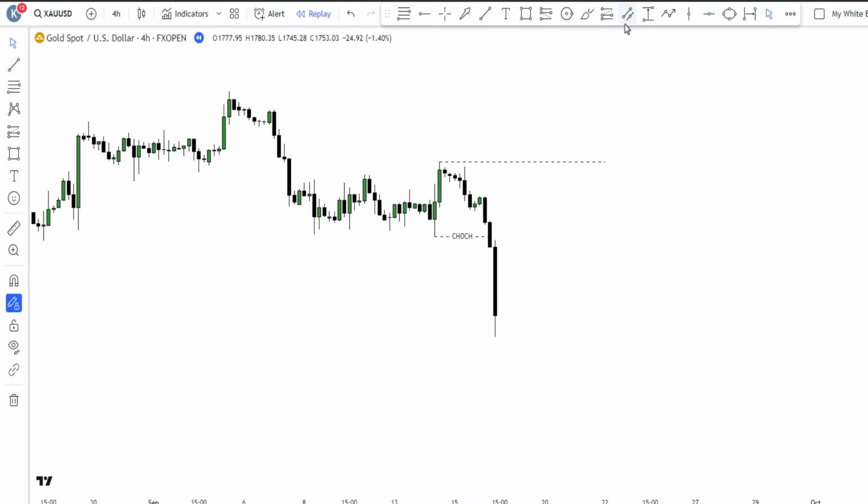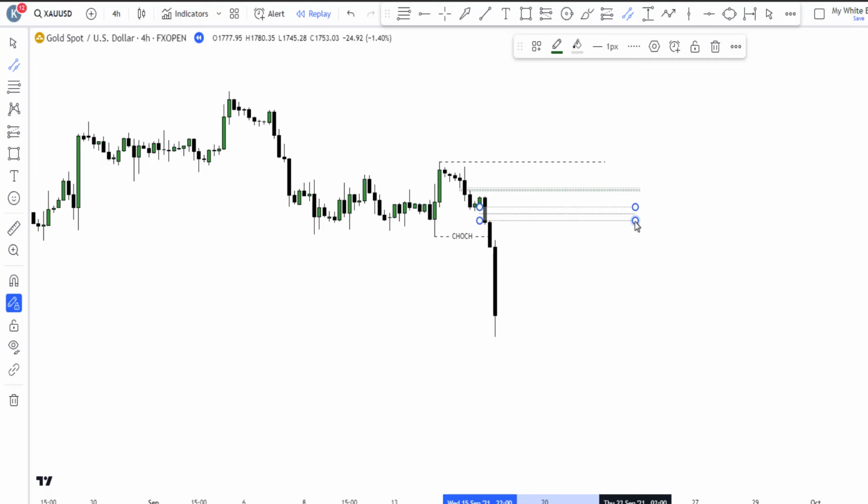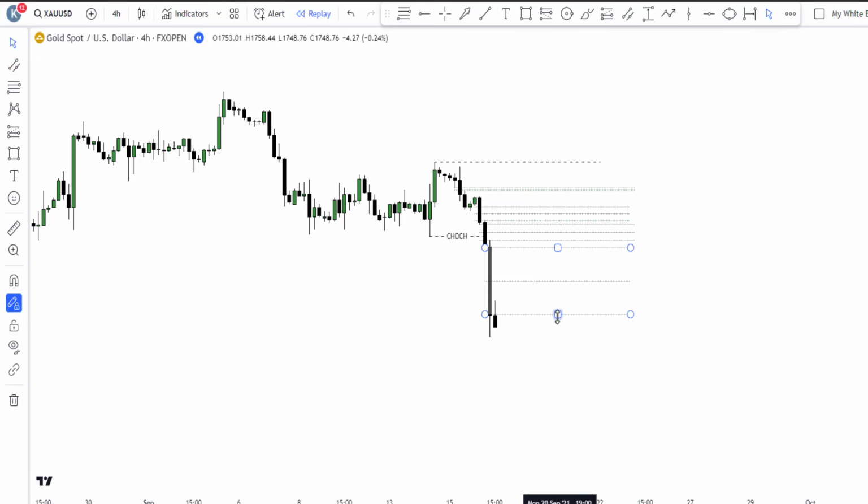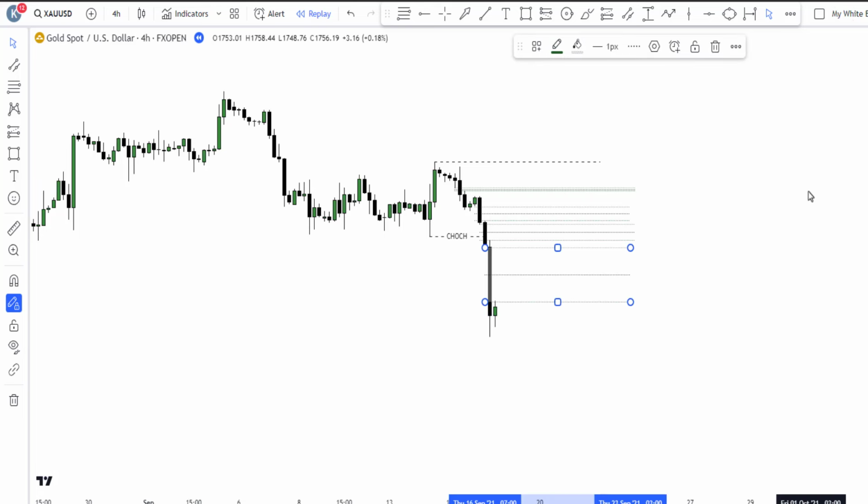So let's start counting them. From here, we have one fair value gap, just here. We have another fair value gap here. You can decide to label them. We have another one here, multiple fair value gaps. We have another one here. I know there's going to be another one here, definitely, right? So we have several fair value gaps. Okay, this is it. We have this one right here. So we have almost five fair value gaps.